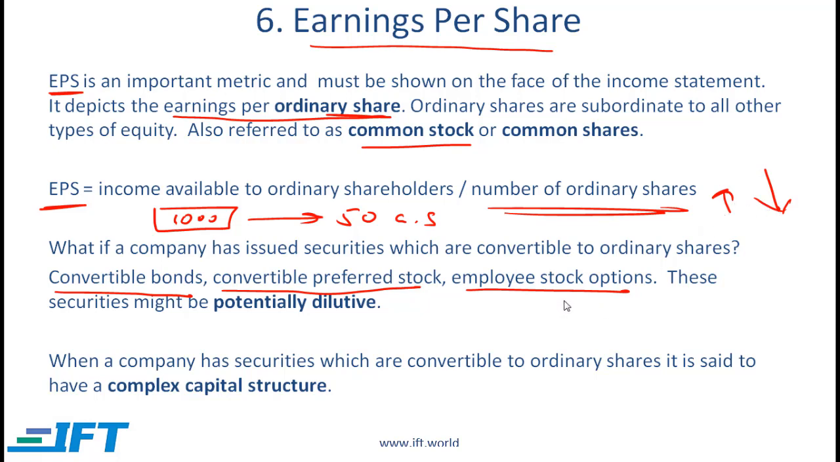If this can happen, then we say that these securities are potentially dilutive. We say potentially dilutive because occasionally the impact of a particular convertible security might actually be anti-dilutive, which we will see later. When a company has securities which are convertible to ordinary shares, it is said to have a complex capital structure. So if any of these exist, then the company has a complex capital structure. If a company does not have convertible securities, then we say that it has a simple capital structure.